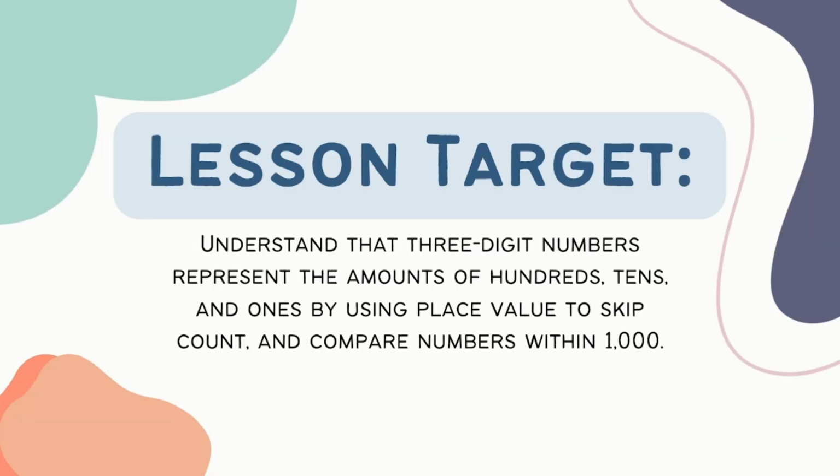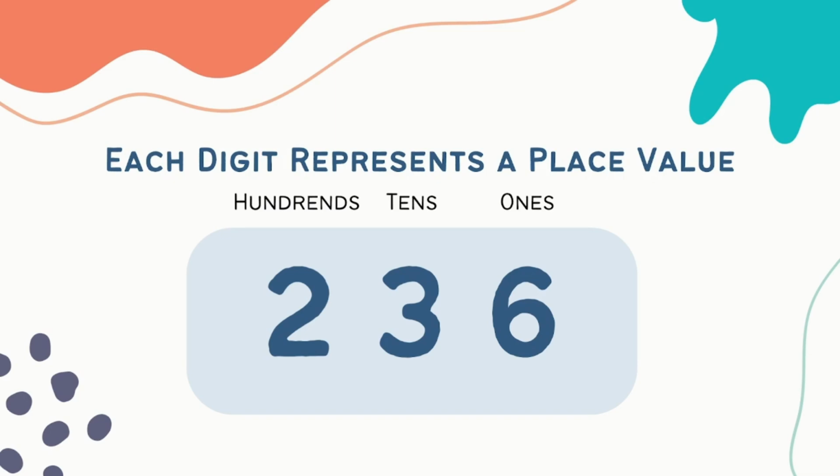This is going to be the lesson target. The target of this lesson is to understand that three-digit numbers represent the amounts of hundreds, tens, and ones by using place value to skip count and compare numbers within 1,000. Each digit represents a place value.